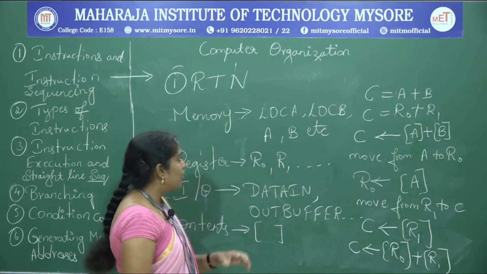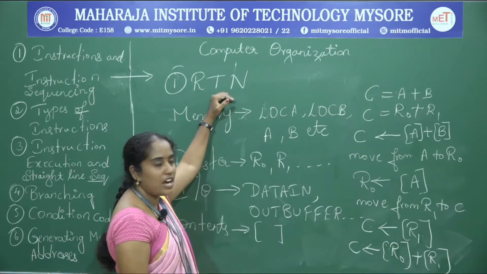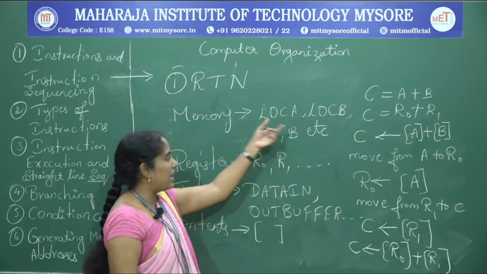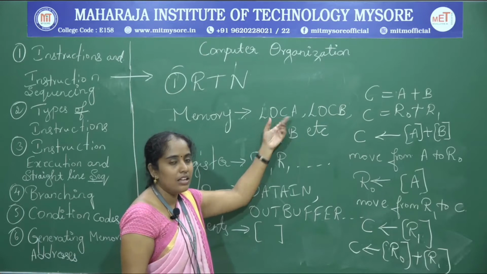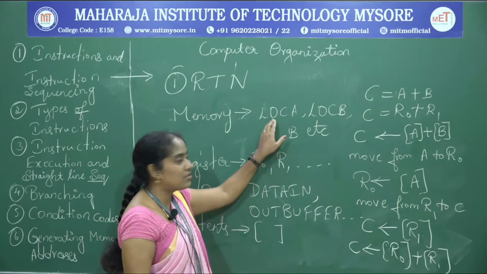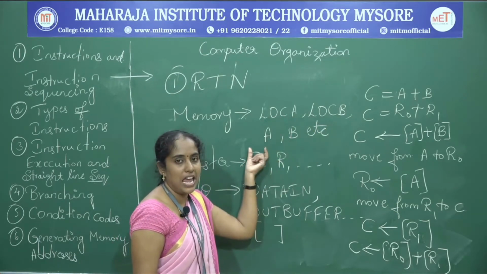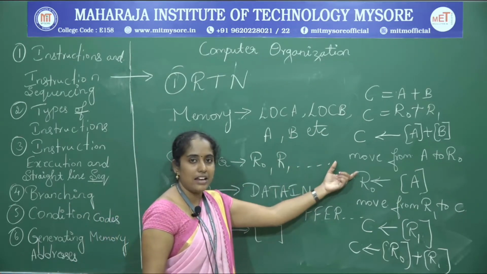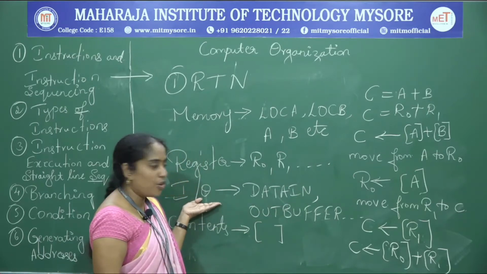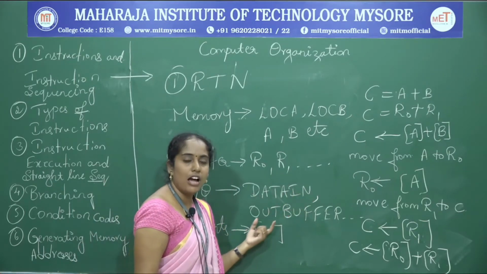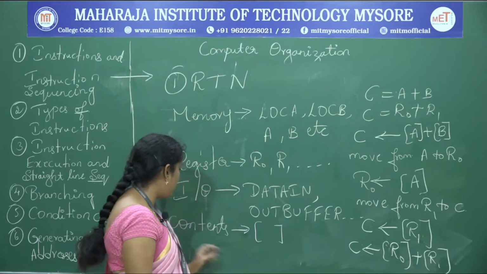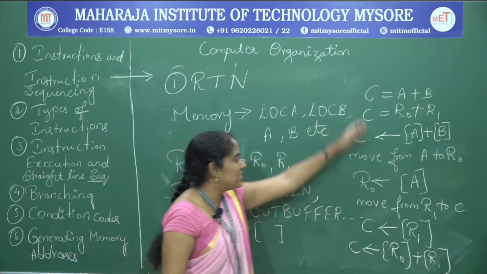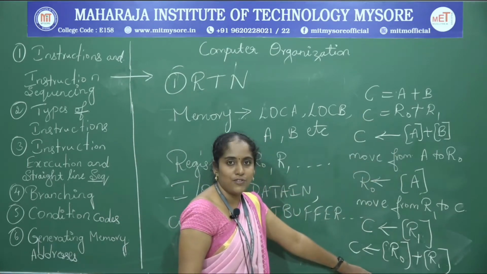Got it. In the register transfer notation we use capital letters to represent the memory. It can be a memory name or anything; here I am taking simple examples like location A, location B, A, B, etc. For registers we use R0, R1 and Rn. For input output operations, data in, data out, out buffer, in buffer and so on. The content is represented using square brackets, and these are the examples for that.